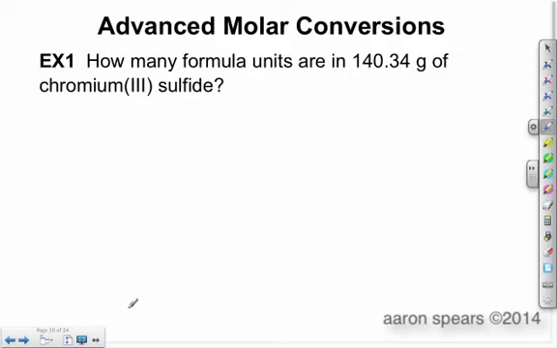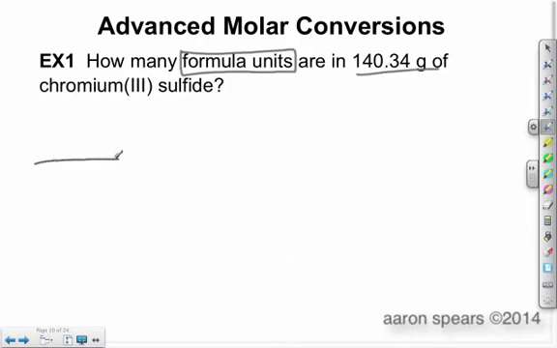In the next 4 slides, I'm going to work through 4 example problems. And these 4 problems are not advanced because they're particularly difficult, but simply because they require more steps than what you saw in a previous video. So in our first example, we are asked how many formula units are in 140.34 grams of chromium-3 sulfide.